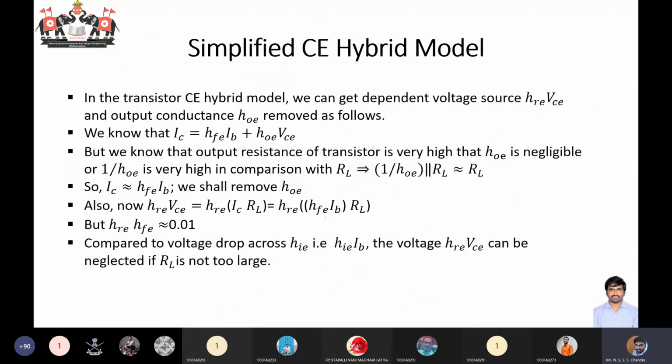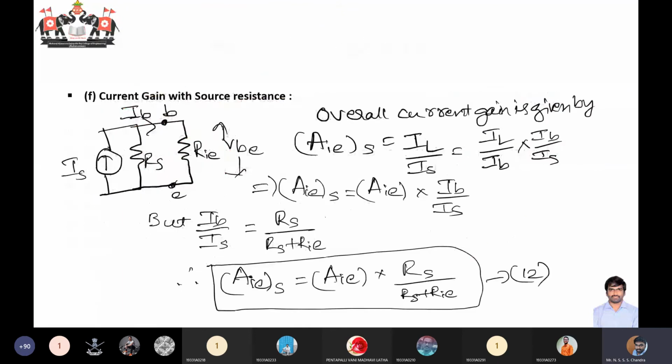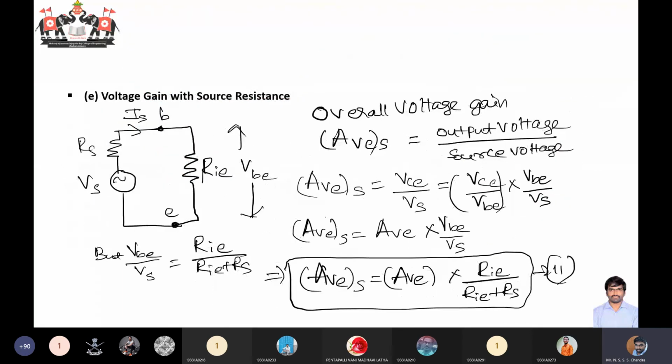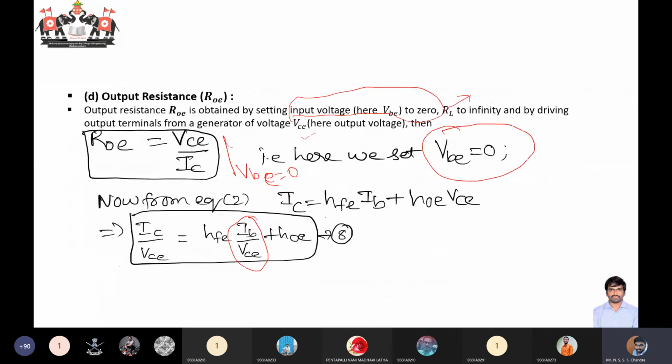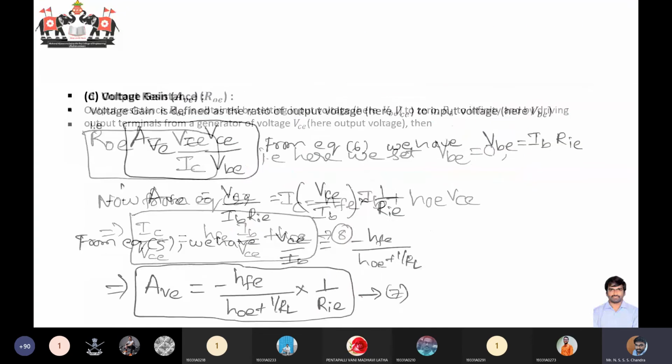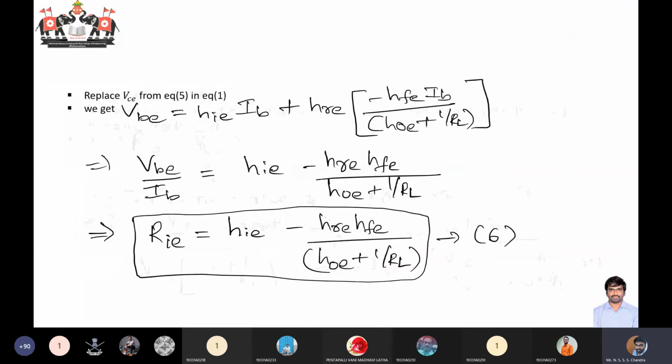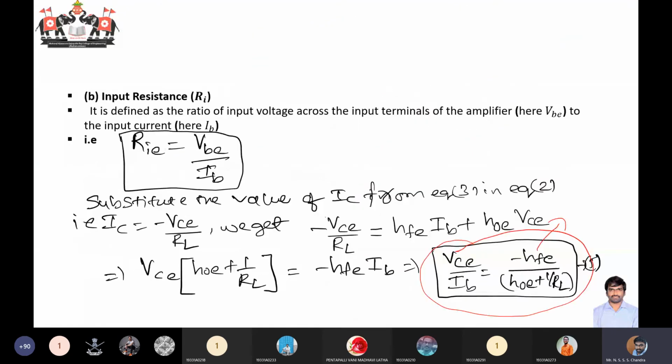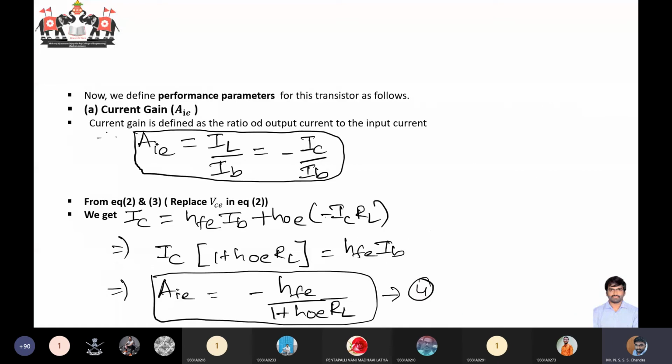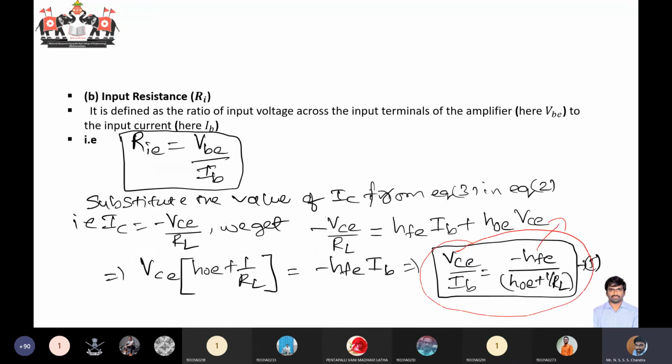So with this, we have completed the parameters. We have 6 parameters. If you recollect, the first parameter that we discussed is your current gain AIE. AIE is nothing but the ratio of your output current to the input current, IL by IB. Next is input resistance RI. RI is nothing but the ratio of the input voltage to the input current.